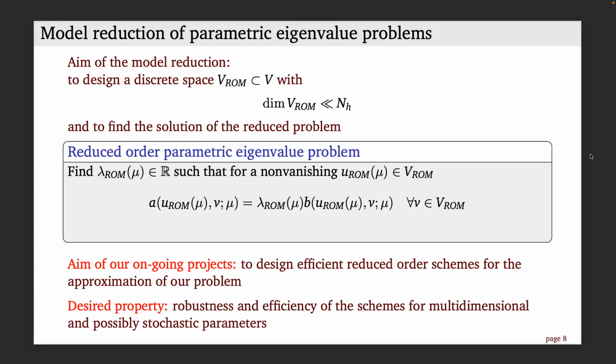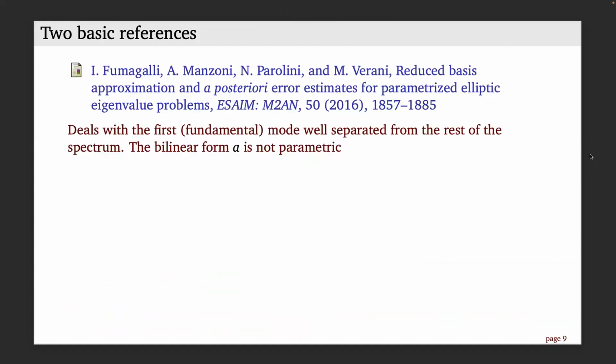Okay? And when we started this project, we looked at the references, and basically there were two main references, not so many. The problem was not so much studied. This is one of the two: Fumagalli, Manzoni, Parolini, Verani in 2016. They deal with the first mode well separated from the rest. So in the picture that I showed before, there was one eigenvalue that was isolated, the number 1. And this was clearly number 1, because for all values of the parameters it was the lowest. And it was separated from the rest.